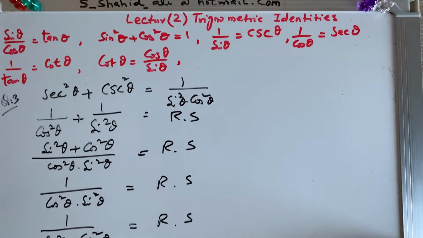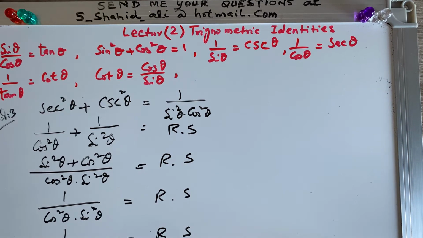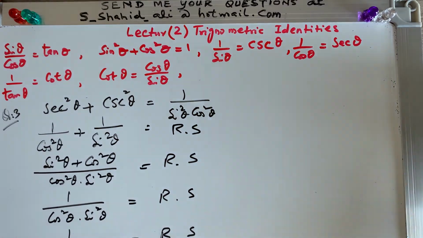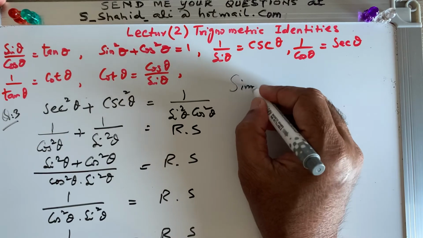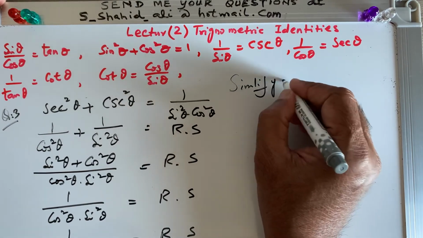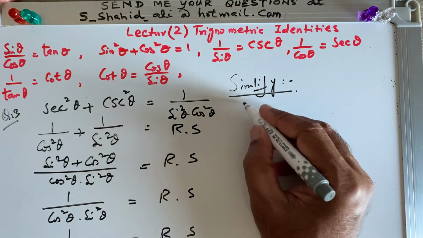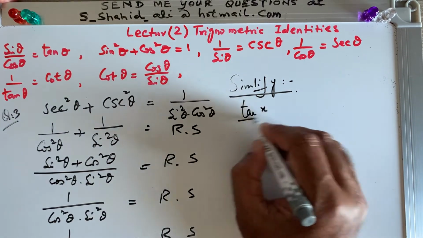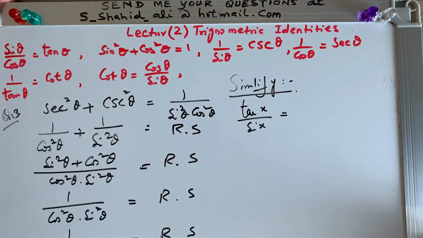So now we take another example, and this time the question is not giving you the right hand side, but it is saying simplify. I will write here simplify, using trigonometric ratios, of course. So the question is tangent x divided by sine x. Now we have to simplify this. We have no right side here, so we have to simplify until we can use no more trigonometric identities.